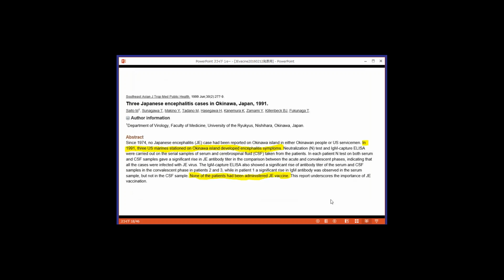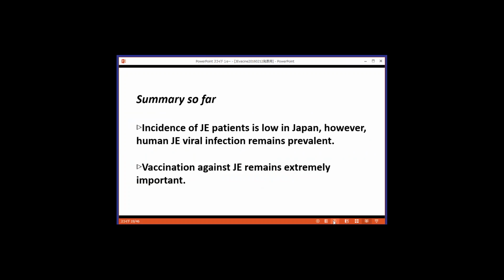We also have a report that 3 American servicemen suffered Japanese encephalitis in Okinawa in 1991. Marine servicemen. Now the patient had administered J vaccine. Summary for now. Incidence of JE patients is low in Japan. However, human JE viral infection remains prevalent. Vaccination against JE remains extremely important.